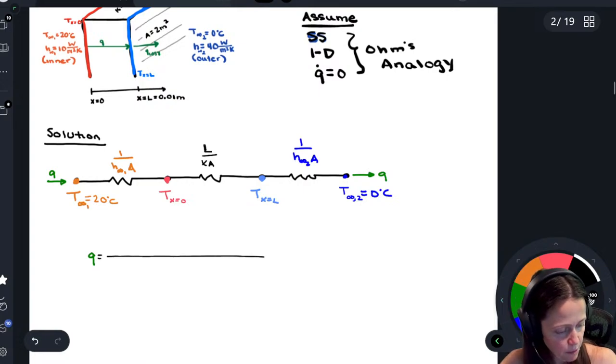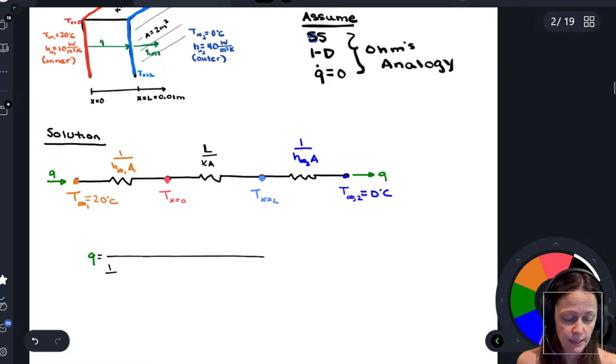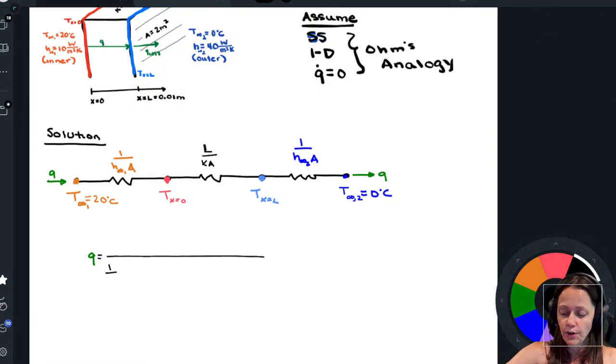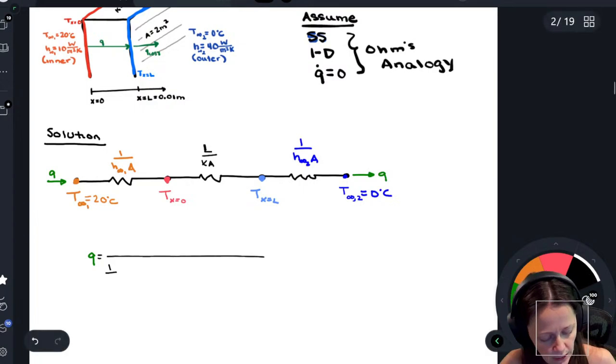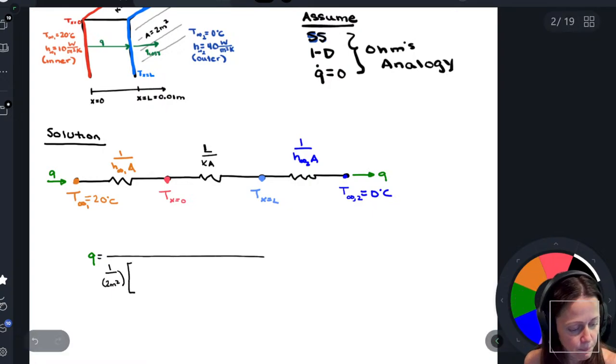I'm going to put the area on the outside because it's going to be the same for all of it. So the cross-sectional area through which heat transfer is occurring perpendicularly is 2 meters squared. And then I'm going to sum up all the rest of it.